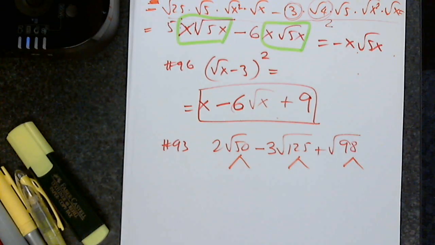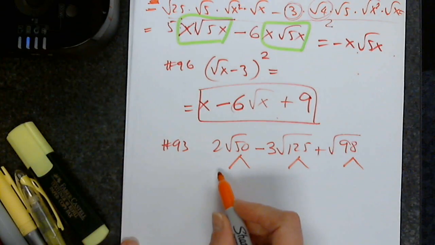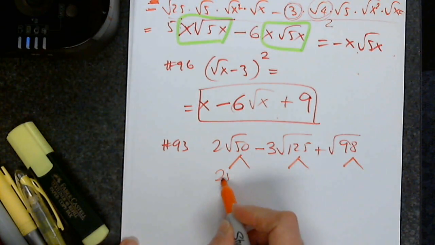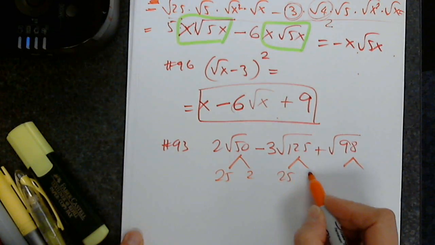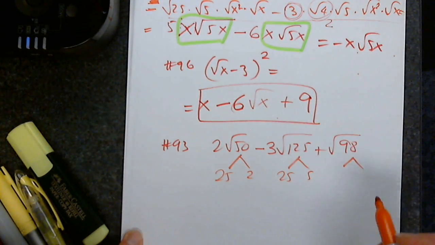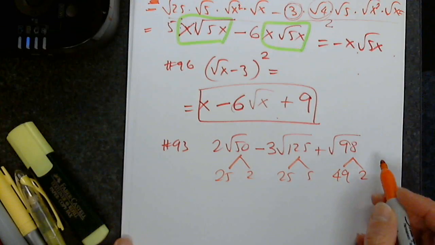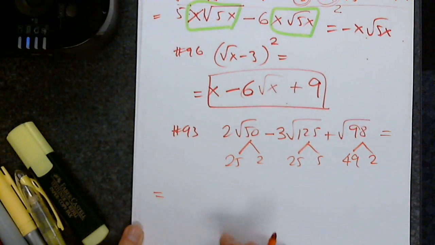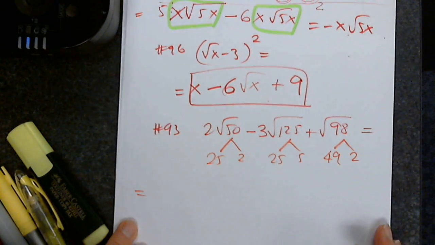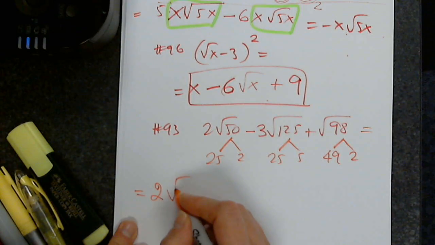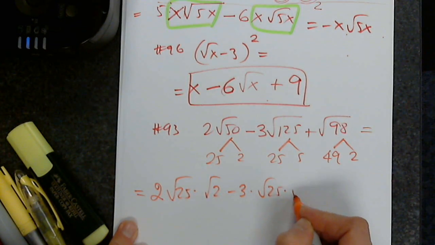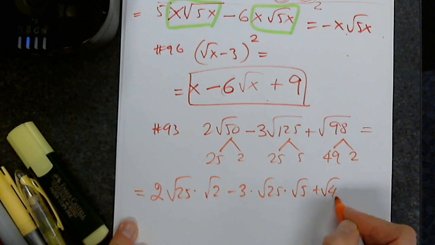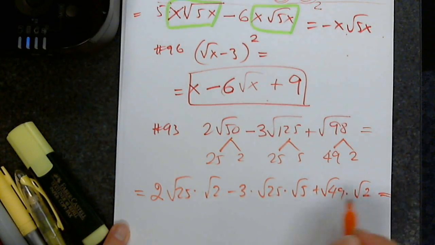Okay, can anyone give us an idea here? Split. Yes, into? 25 and 125. We already did that a few minutes ago, so it's 25 and 5. And the last. Very good, excellent. So, if you have any difficulties, rewrite this. The square root of 2 times the square root of 25, minus 3 the square root of 25 times the square root of 5, plus the square root of 49 times the square root of 2.